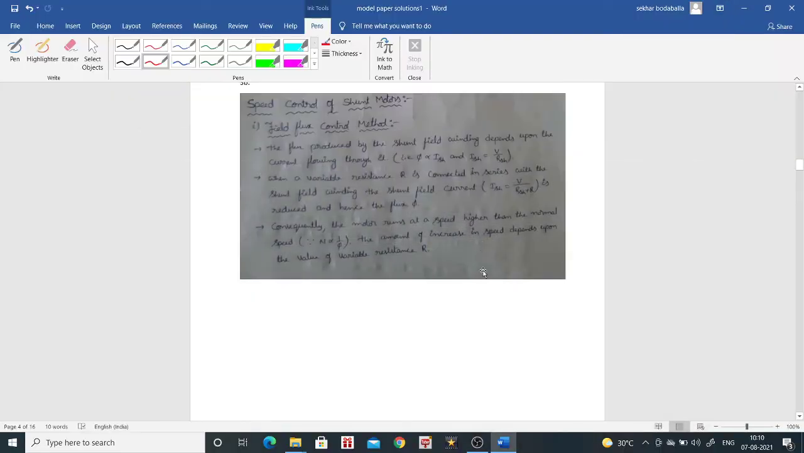In this video we try to understand speed control of a DC shunt motor. We can control the speed of the DC shunt motor with the help of two methods. One method is the field flux control method. The second one is the armature control method. First, we try to understand how we can control the speed of the DC motor with the help of the field flux control method.